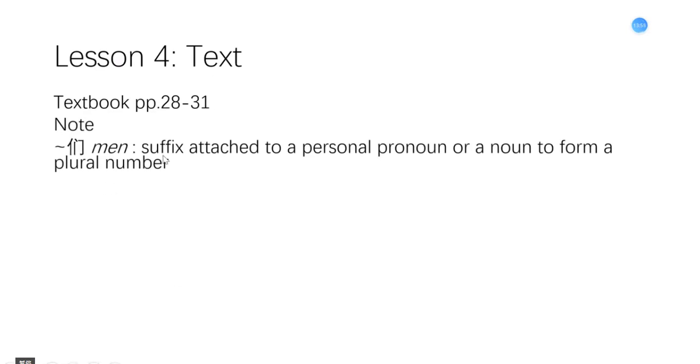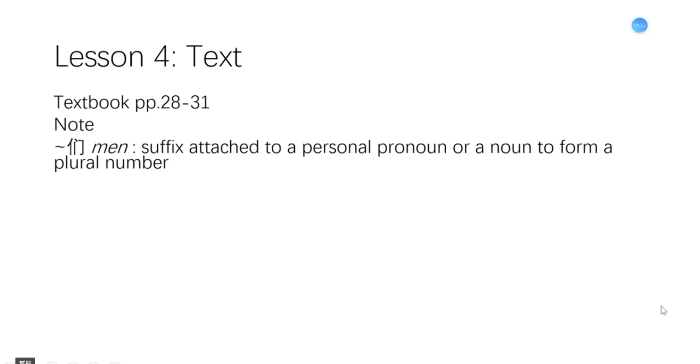You can see this is a neutral tone syllable without any tones, right? Just qing sheng. So it's a neutral tone, 们. This 们 is a suffix attached to a personal pronoun or a noun to form a plural number. This suffix is always attached to a personal pronoun or a noun, to form a plural, which is not one person, but some persons, some people.